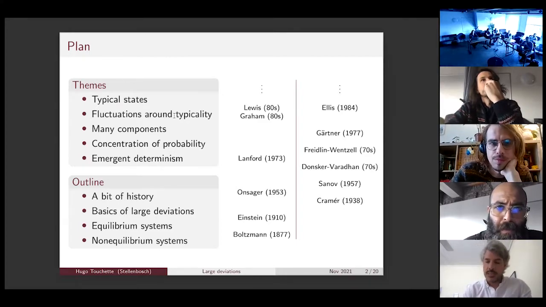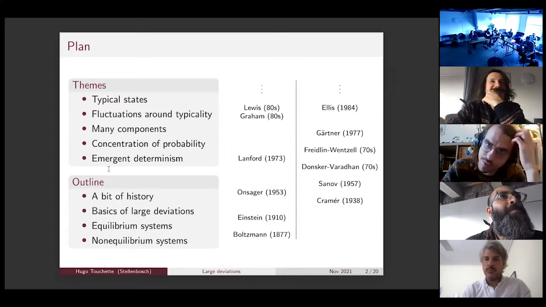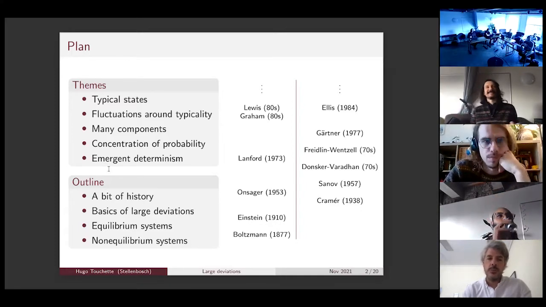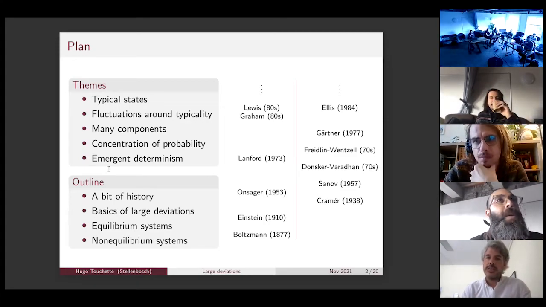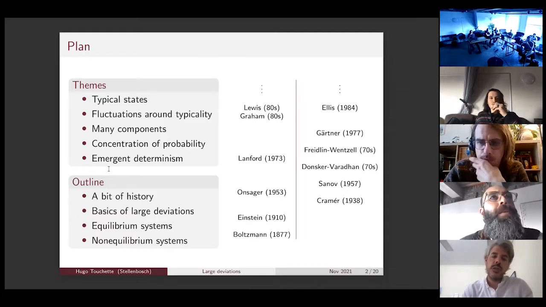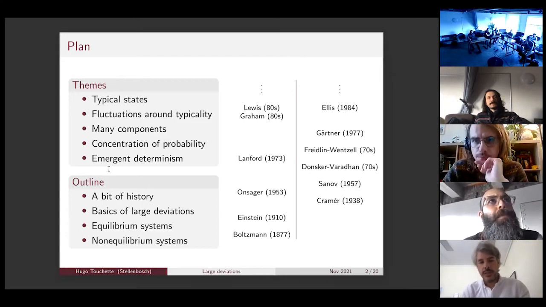And then what we'll see is that probabilities have an exponential form, and this is the basis for concentration of probability. So we'll see typical states appearing and very low probability for fluctuations around those typical states. And here I thought I could plug the word emergence. This concentration of probability is really the basis of what we call emergent determinism. So you start with a stochastic process, but what you see at the macroscopic level is something that's entirely deterministic. And this has to do with large deviation theory and this concept of concentration of probability. So we'll get to this.